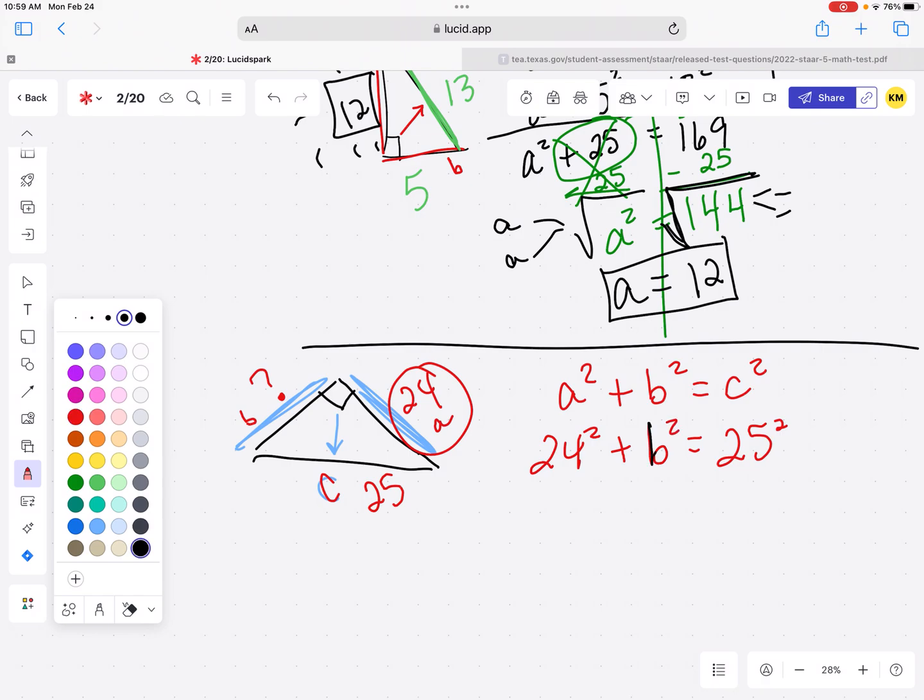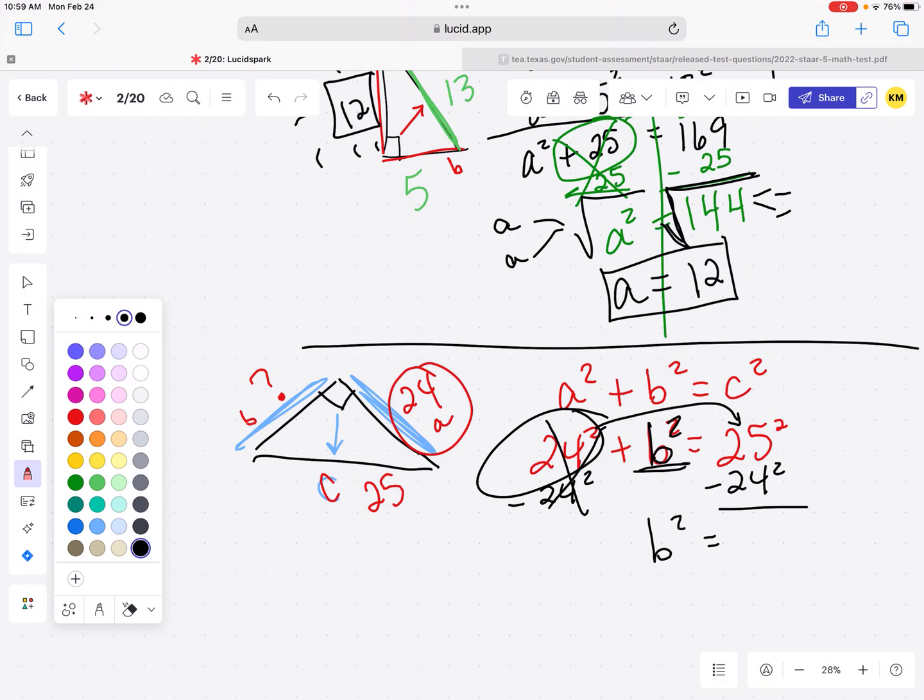So I'm just going to make sure that I keep my B squared right here. I need to move this over to this side, so let's take it away from this side. If we do it to one side, we do it to the other. And now we're left with our B squared.